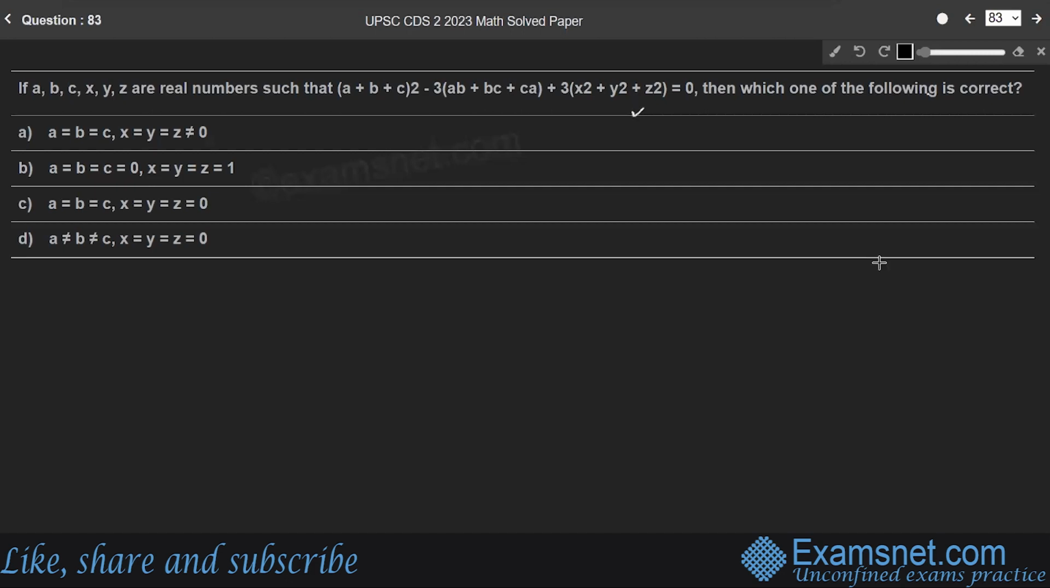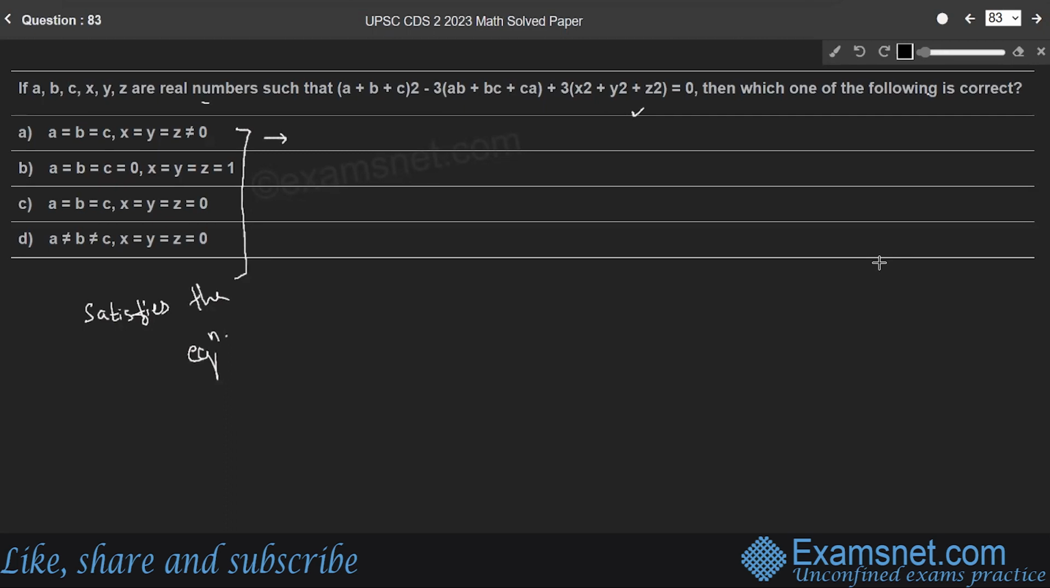Question 83. A, B, C, X, Y, Z are real numbers such that (A plus B plus C) whole square minus 3 times (AB plus BC plus CA) plus 3 times (X square plus Y square plus Z square) is equal to 0. Then which one of the following is correct? That means among the 4 options, which option satisfies the given equation? We have to check.